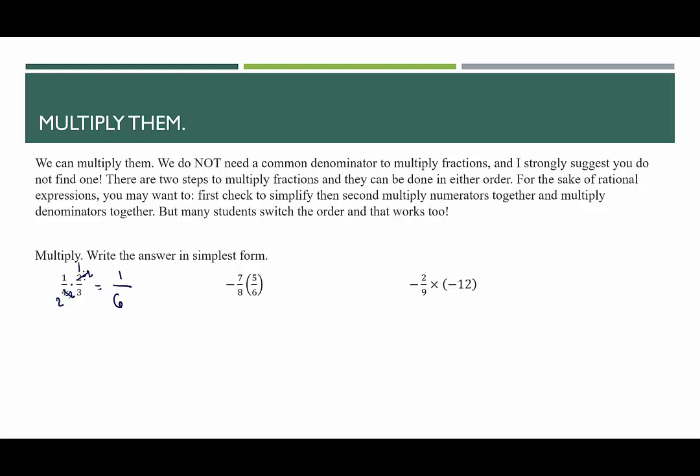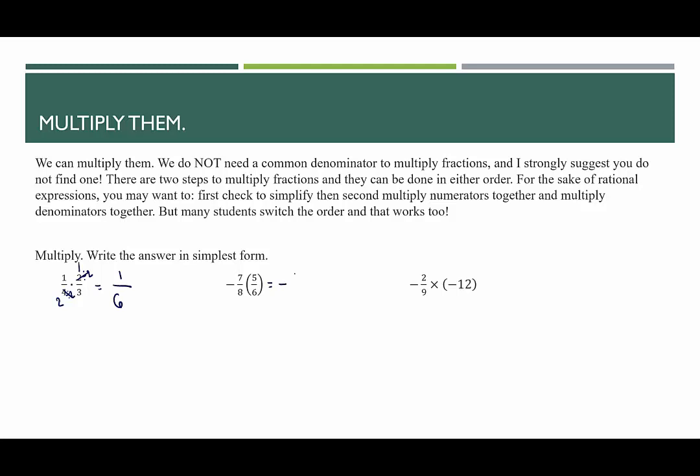Next up, we have negative 7/8 times 5 over 6. First, going back to the signs with positive and negative numbers, a negative times a positive will be a negative in the end. And now I'm looking to see, do 7 and 5 have any common factors with 8 or 6? No, they don't. 7 and 5 are both prime and neither of them go into 8 or 6. So we just multiply straight across.